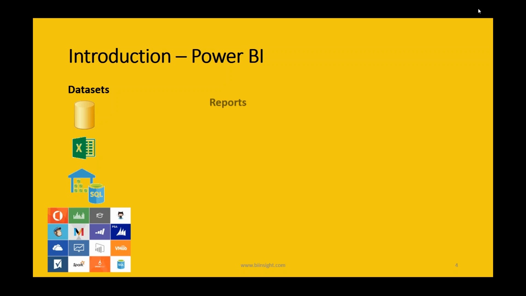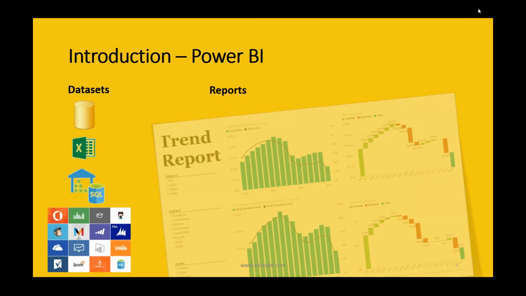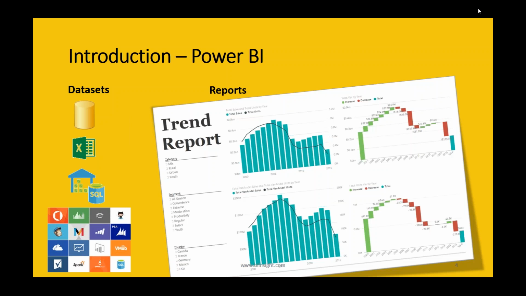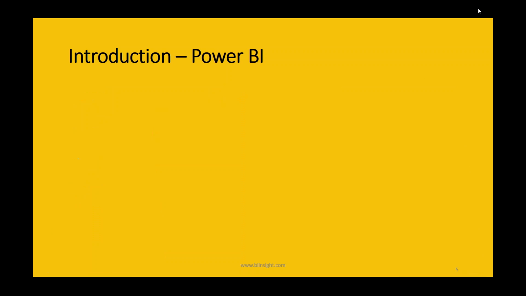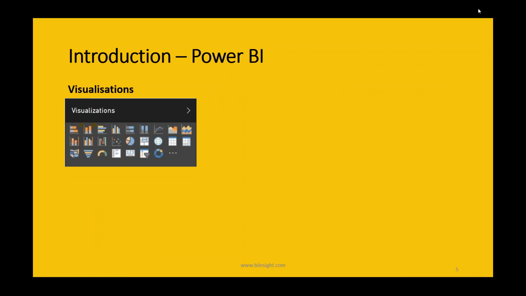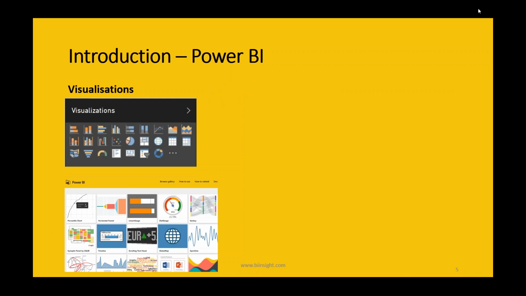The other definition is a report. A report is actually a view of your data, which can have multiple visualizations that represent different perspectives and insights of your data. The next definition is visualization. A visualization is each predefined or customized chart that you put in your reports.